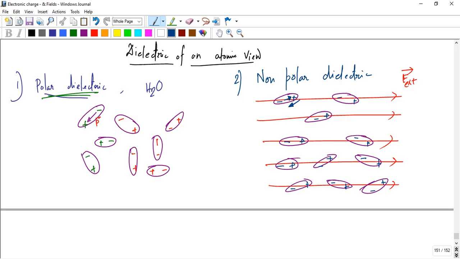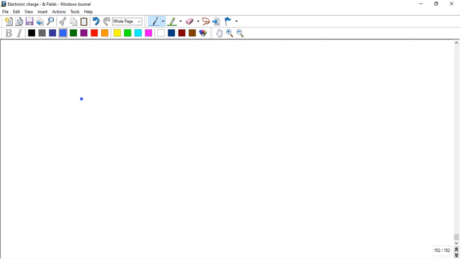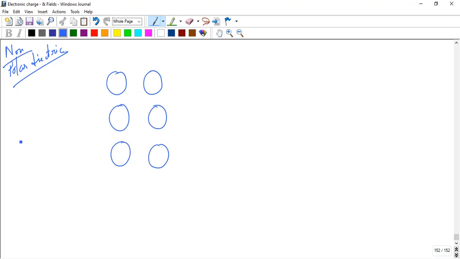Now when that field is applied, there is an alignment here. Before that, a polar dielectric material has a random orientation, but here it is a perfectly placed alignment. I will elaborate this diagram more. Before an external electric field is applied, the non-polar dielectric is neutral. In part A of the diagram there is no external electric field, and this circle represents a neutral atom. These atoms are neutral.